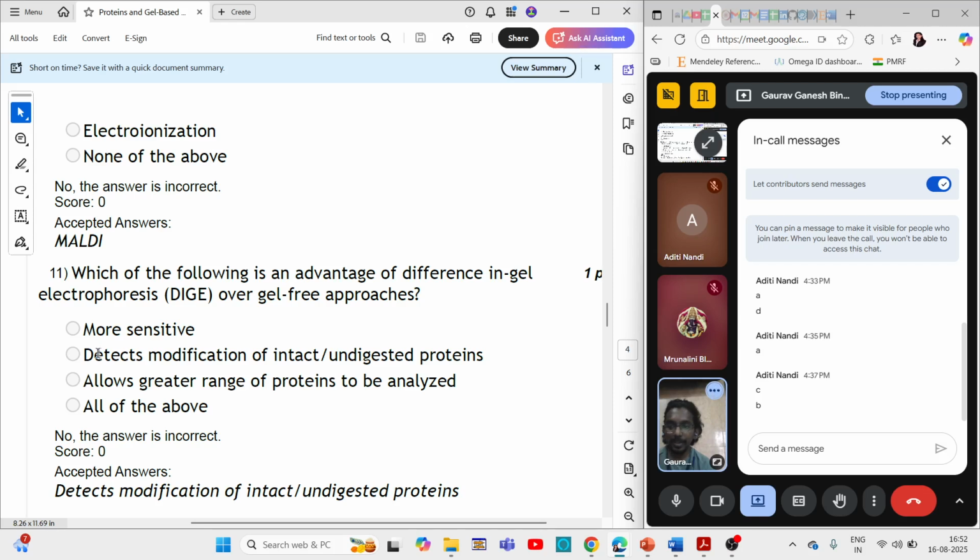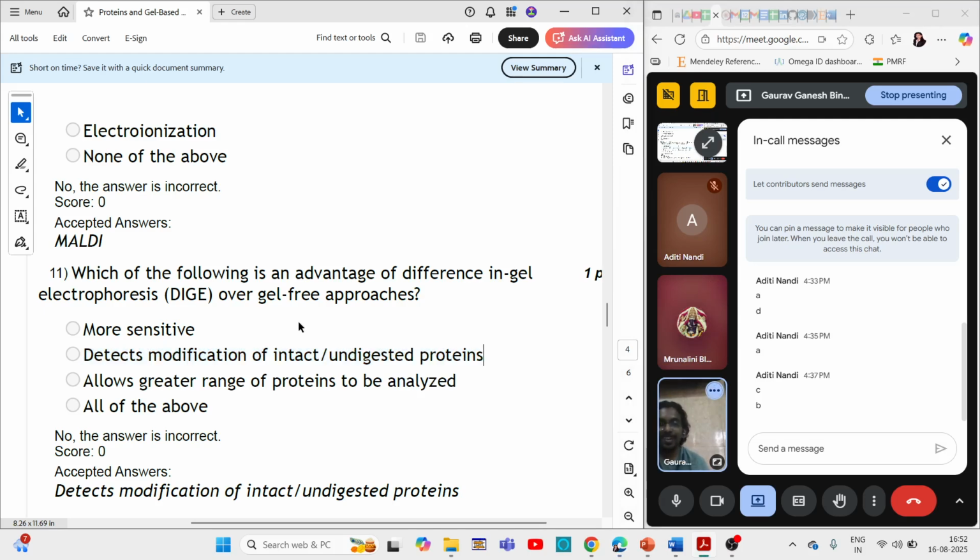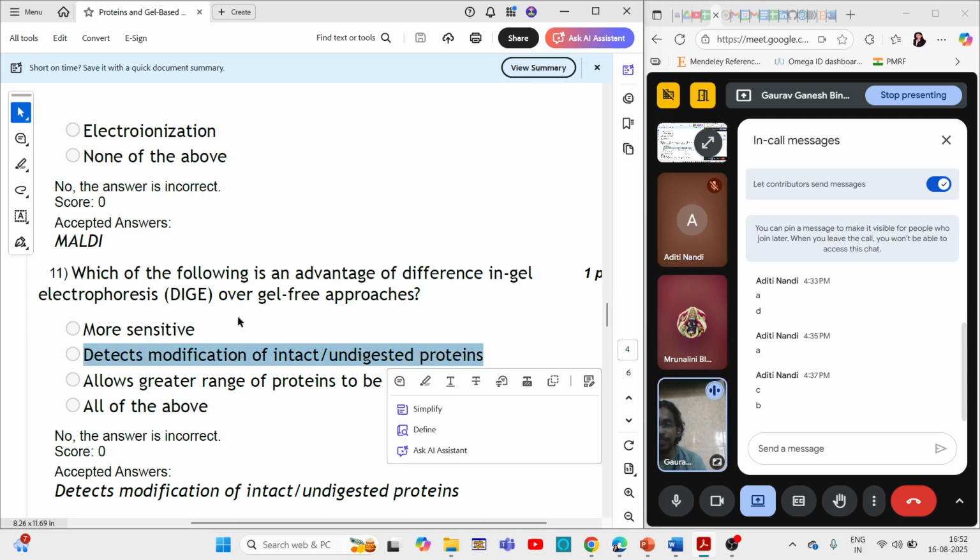The answer is not all of the above. That's the reason I mentioned that it is not the other way around. Gel-free approaches are generally more sensitive. So the question was the other way around. Gel-based will actually help you to even detect the intact undigested proteins, whereas with gel-free, you need to digest those proteins and only then will you be able to analyze them.